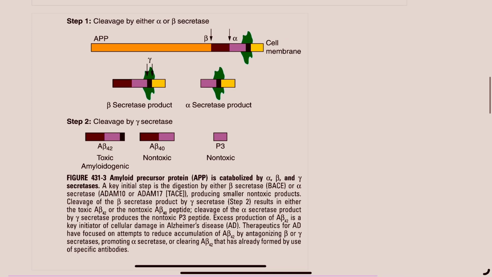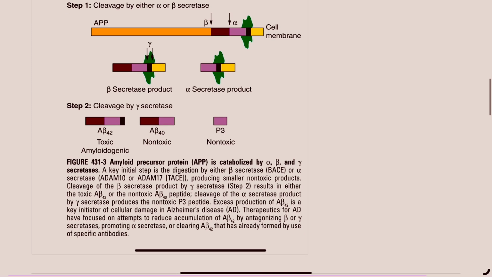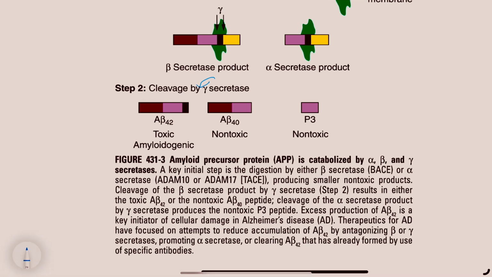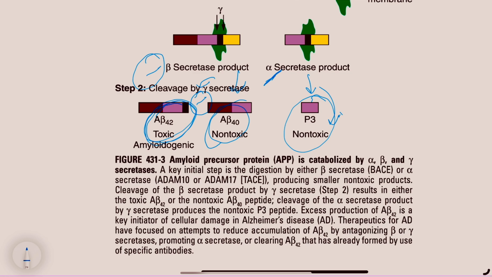Then this photo is also quoted by Harrison. So this is amyloid precursor protein, as you can see. We have the beta secretase product and the alpha secretase product. Beta secretase product gives rise to A beta 42 and A beta 40, in which A beta 42 is toxic and A beta 40 is non-toxic, and alpha secretase product gives rise to P3, which is non-toxic. So in our therapy we have to remember, we have to enhance alpha secretase because that is giving non-toxic products, and we have to inhibit beta secretase and gamma secretase so that we will have less A beta 42.